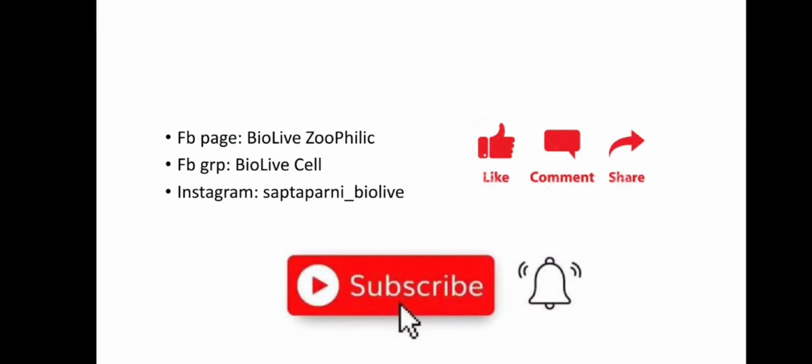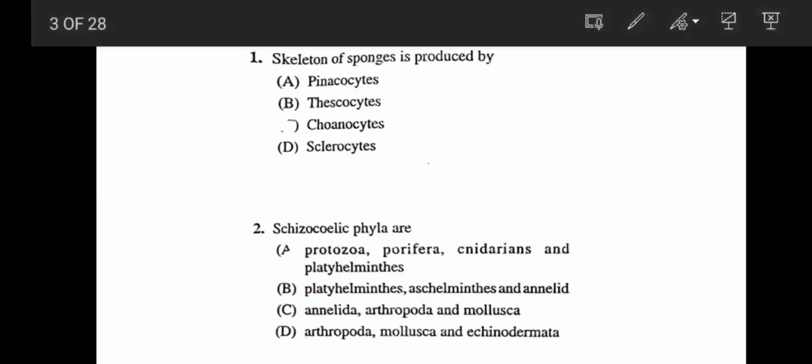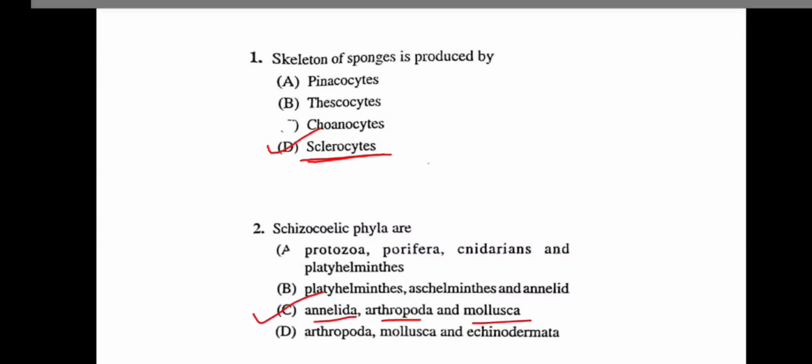So let's begin. The first question asks, skeleton of sponges is produced by pinacocytes, thesocytes, guanocytes or sclerocytes. The skeleton of sponges is produced by sclerocytes. Sclerocytes produce the siliceous or calcareous spicules, which make the skeleton of sponges. Next, schizocoelic phyla. There are three schizocoelic phyla: Annelida, Arthropoda and Mollusca. So the correct answer is option C.